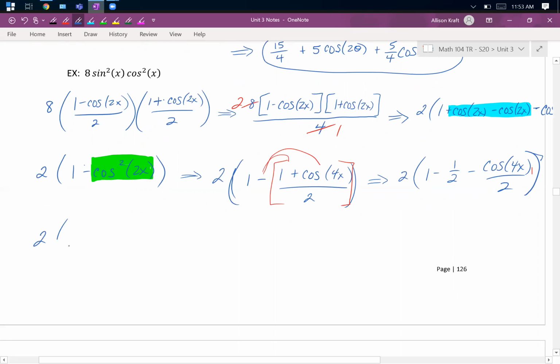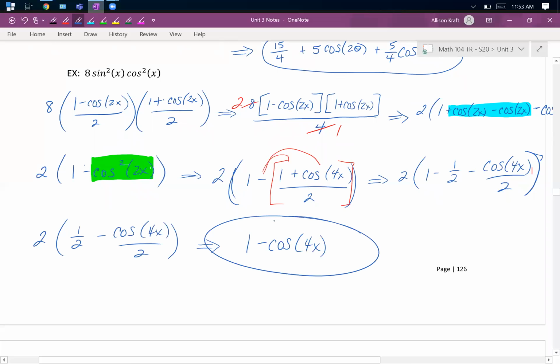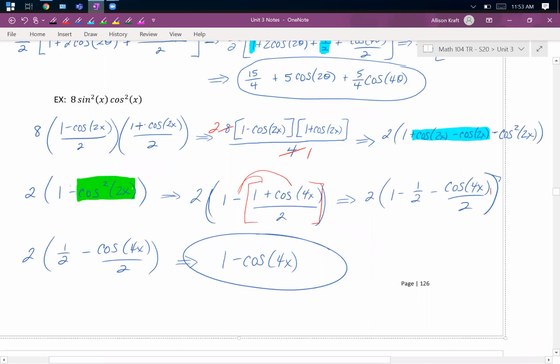2 on the outside, 1 minus 1/2 is a 1/2 minus cosine of 4x over 2. And then we'll distribute our 2. 2 times a 1/2 is 1. Next, the 2 in the denominator are going to cancel, minus cosine of 4x. So there we go. 1 minus cosine of 4x. Questions, anybody?